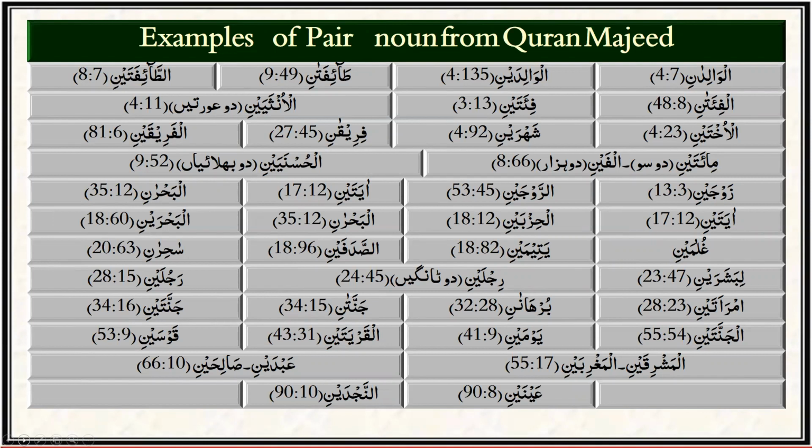Now these words all have either the ane sound or the aine sound. These two sounds enabled us to identify these words as pair nouns from the Quran Majid. Please also note down, pair noun usage in the Quran Majid is much less in number as compared to singular nouns and plural nouns.